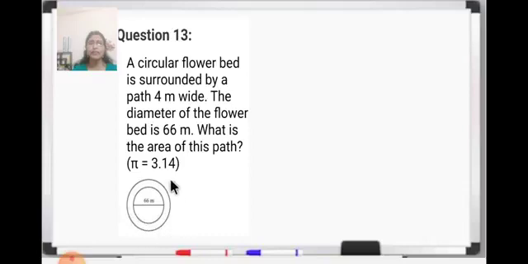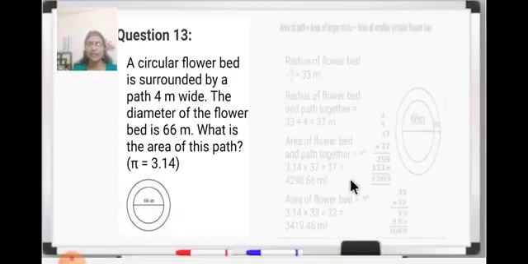So we have to find out the area of this path, and you have to take the value of pi as 3.14. So you can understand by this figure, first we need to find out the area of this small circle, and then we need to find out the area of this bigger circle, and then we have to subtract both the areas. So when you subtract both the areas, you will get the area of this path which is in between these two circles. So let us do it like that.